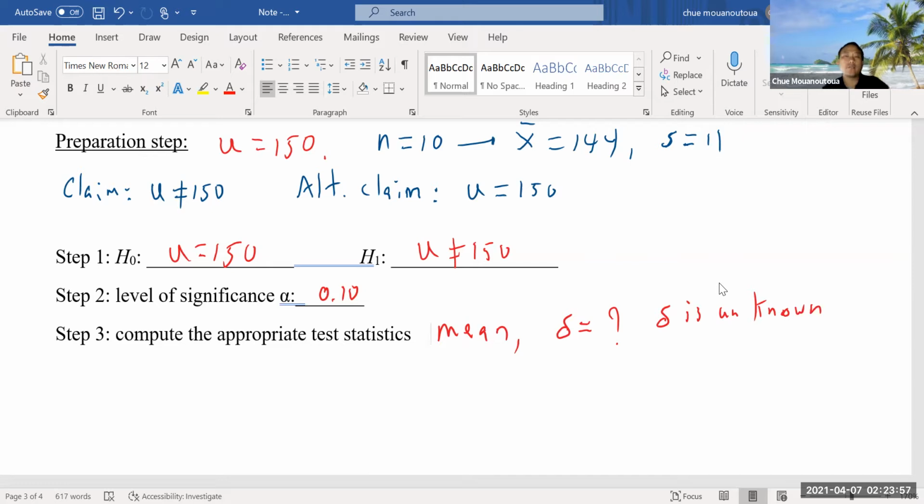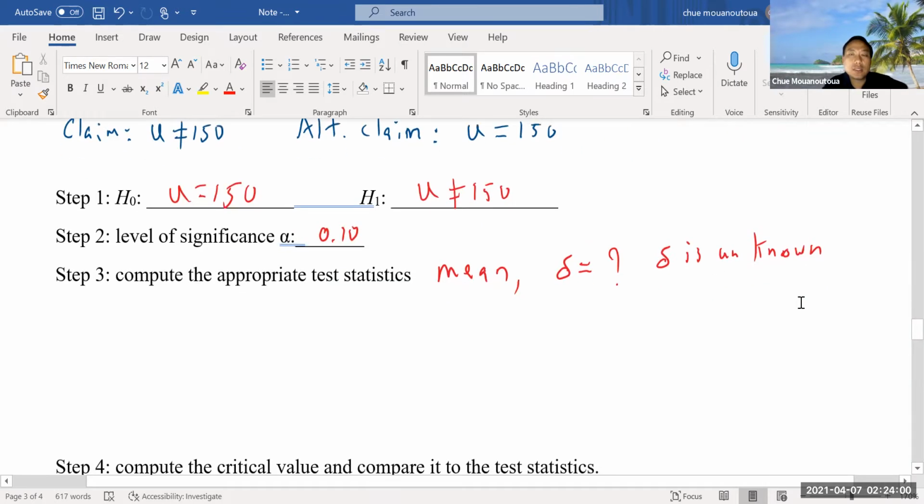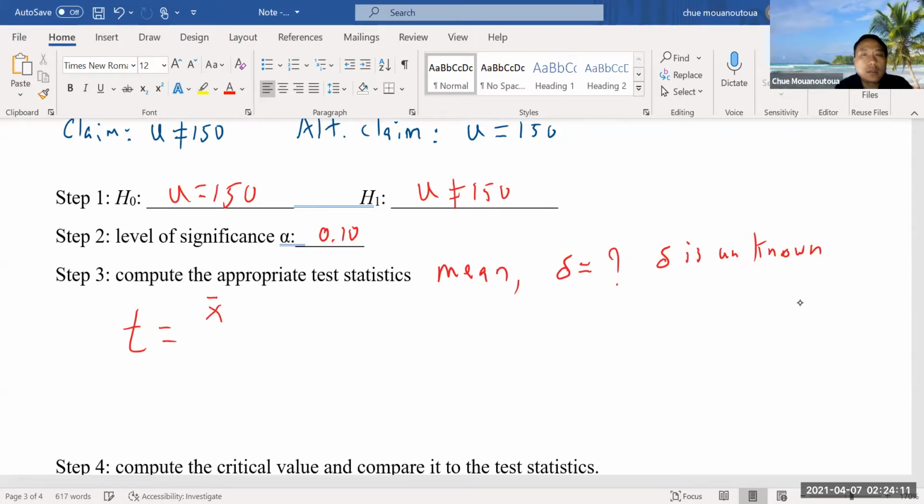All right. So look at your formula sheets. Look at the test statistic in your formula sheets. You should see the formula to be t is X bar minus mu, divided by S over the square root of n. Okay, so double check on your formula sheets.